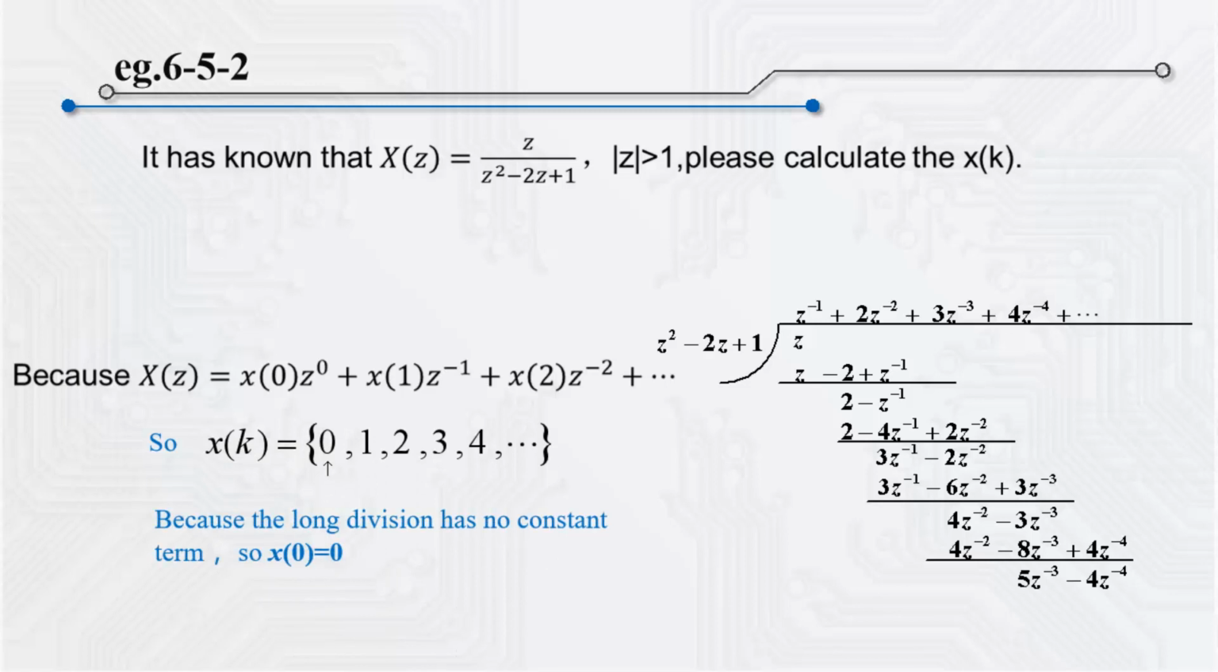Let's review this example just now. You can see, according to the convergence domain, the form of the inverse Z transform obtained is the form of the sequence on the right. It corresponds to the form.